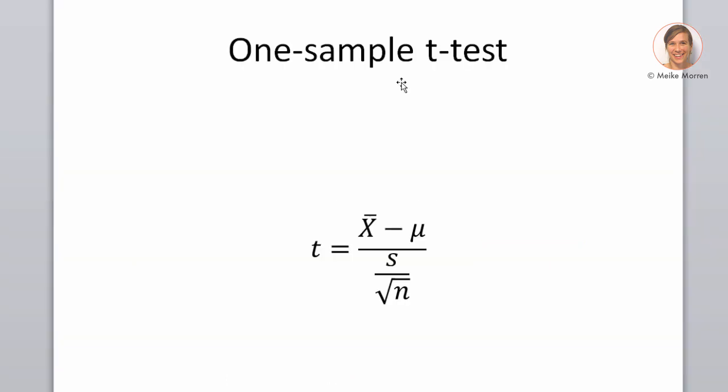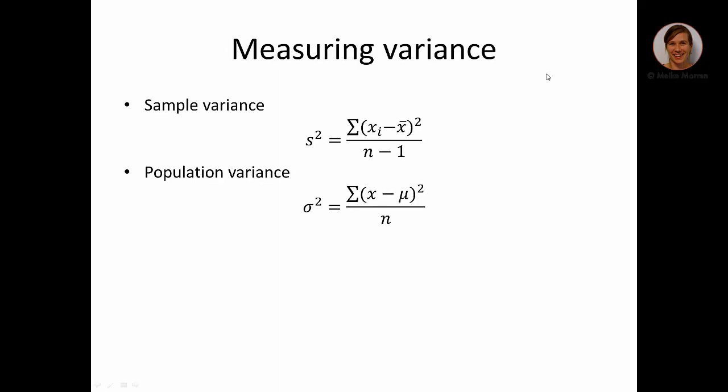Here's the formula of the one sample t-test. As you can see, the t-value is calculated by dividing the difference between the sample mean and population mean by the standard error. The standard error is based on the sample variance. Now, here I denoted two formulas, one of the sample variance and one of the population variance. As you can see, the formula is very similar, however, the letters are differently noted. So here the sample mean is, as we know, the X with a stripe on top. However, the population mean is denoted as mu.